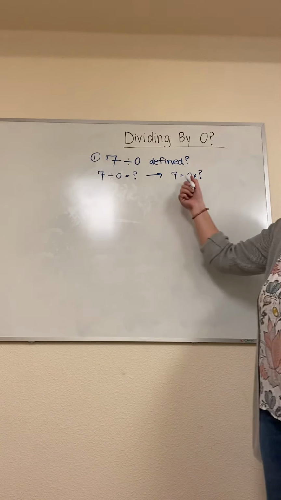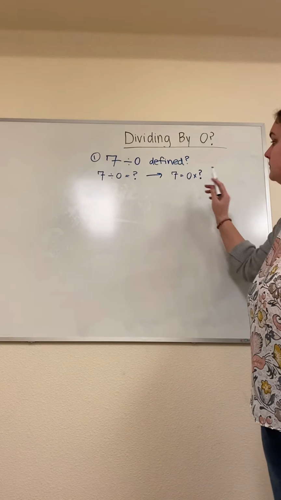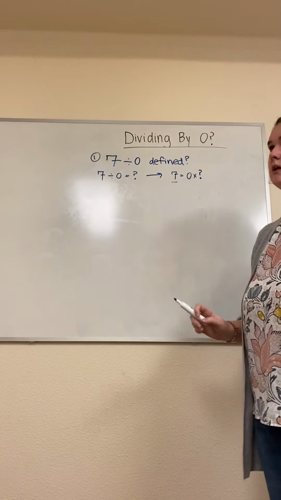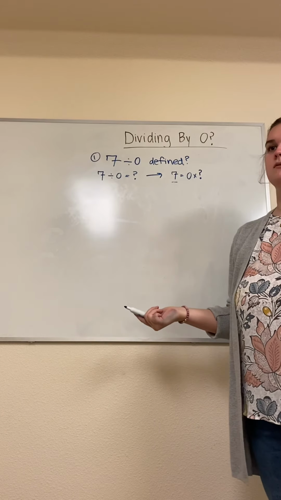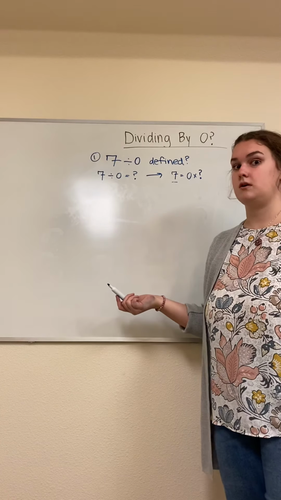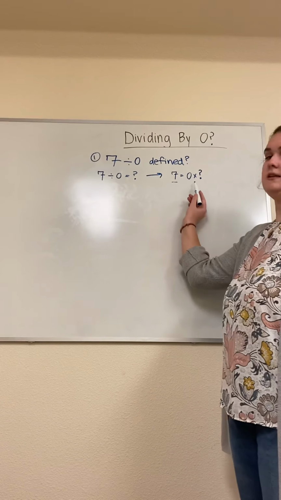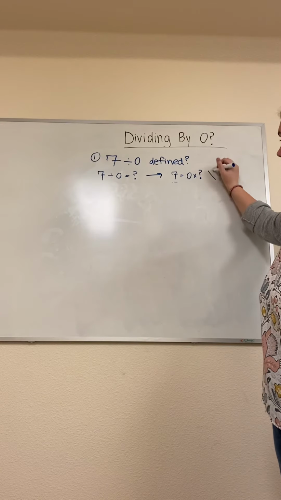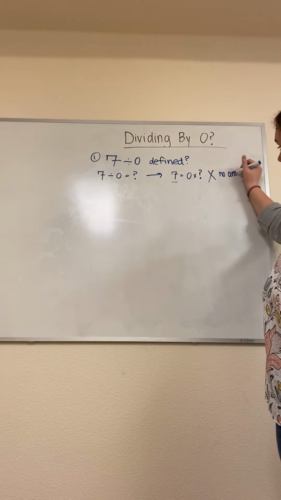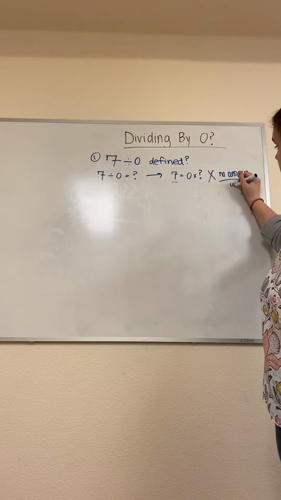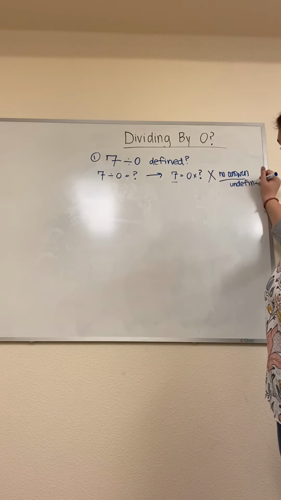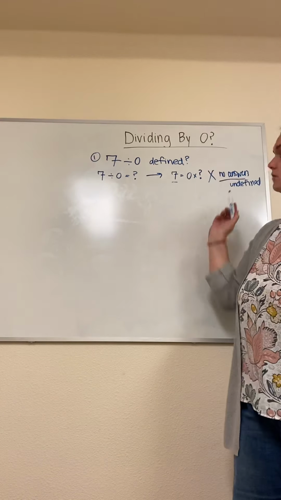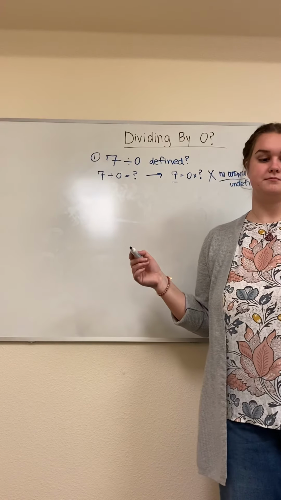And when you think about what this really means, this is asking what times 0 will get you to the number 7. And anything times 0 is going to be 0. So there's no way you can multiply anything by 0 to get to 7. So this has no answers. So this is undefined, which means you can't divide 7 by 0 because it just doesn't work. There's no answers that would make sense to the problem.